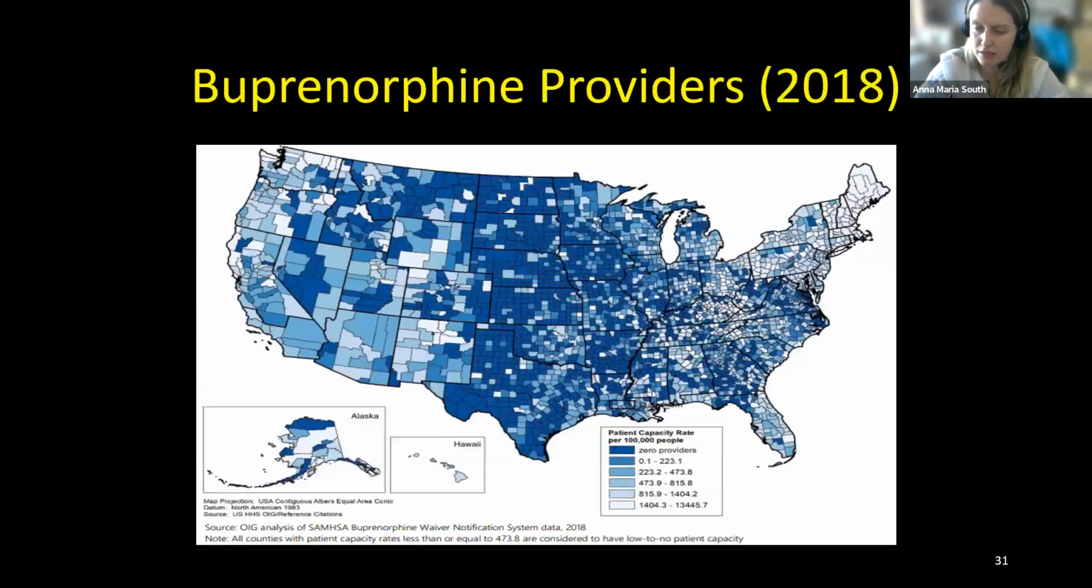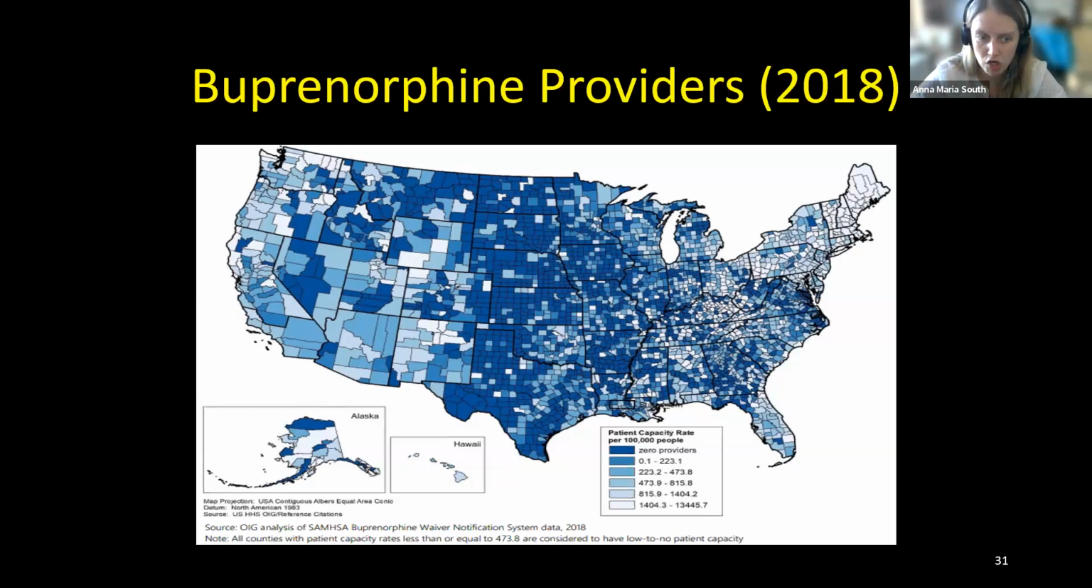Another reason is the location of buprenorphine providers. As I've mentioned, there used to be a special license to prescribe buprenorphine, the X waiver, that has been eliminated as of the beginning of 2023. This is a map from 2018 from a study that looked at people that had an X waiver or were able to prescribe this mortality reducing medication.